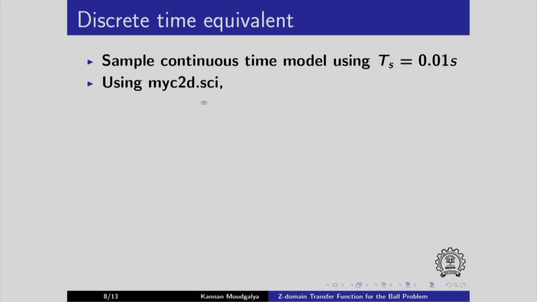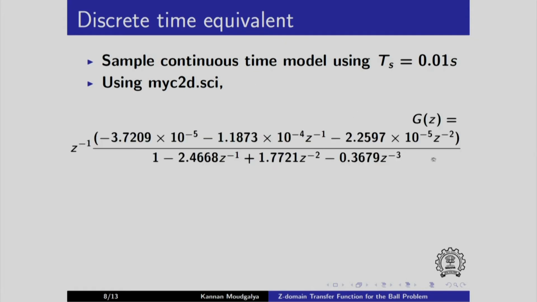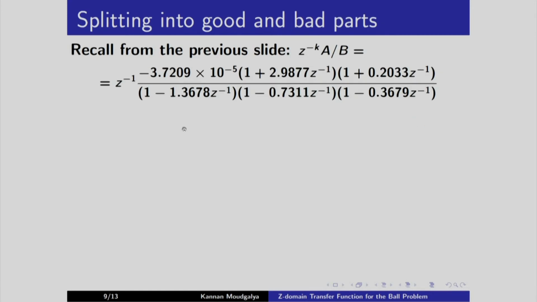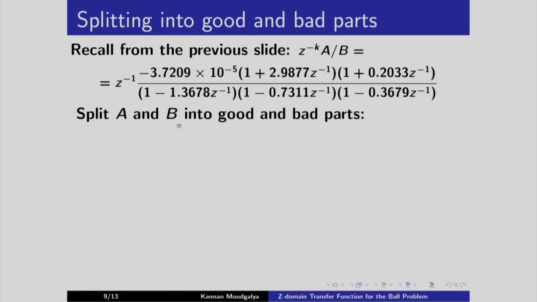Using the function that I have written called myc2d.sci, you get this transfer function, which can be simplified like this, wherein I have written everything in powers of z inverse. So numerator is a polynomial in z inverse, so is the denominator, and that is defined as z power minus k into b by a. We will always use b to denote the numerator and a to denote the denominator. So this is the expression we had in the previous slide.